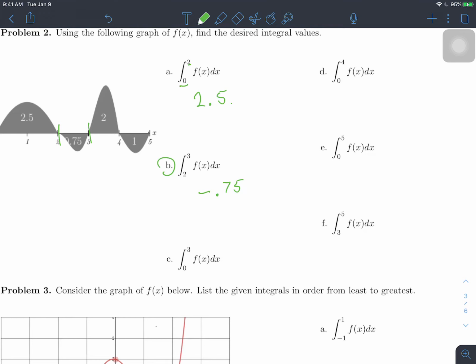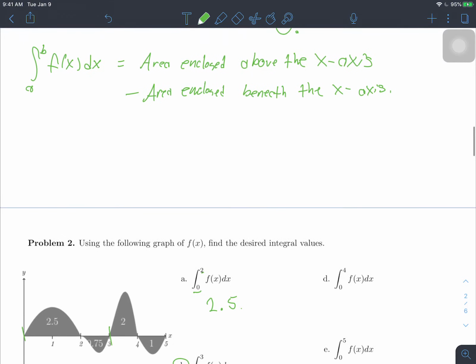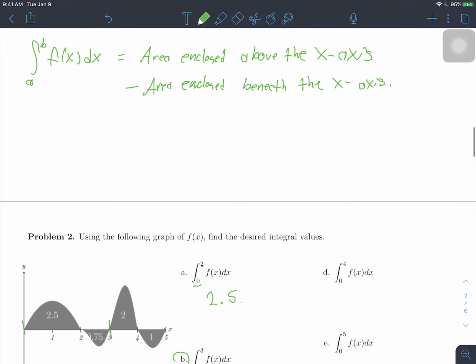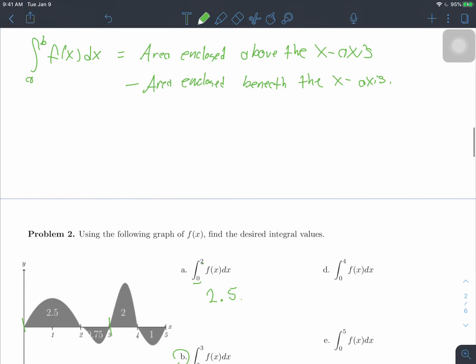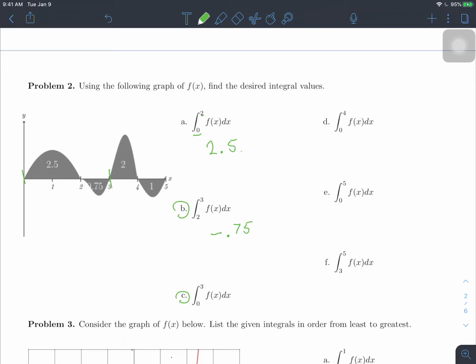Okay, so now let's try this third one here. C is going to be a little bit trickier. Now we're going not from 2 to 3, but from 0 to 3. So, let's apply this new understanding here. We should take the area enclosed above the x-axis, and we should subtract from that the area enclosed beneath the x-axis. So, I can write this as two integrals using my special little rule.